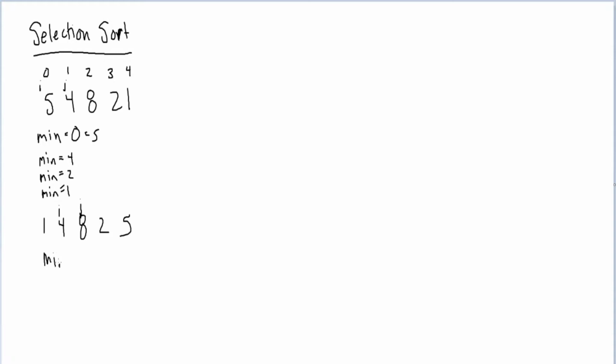So then now we're going to loop through it again where min is equal to 4. We're going to do the same comparison again. Is 8 less than 4? It is not. Is 2 less than 4? It is. So now min is equal to 2. And then we move on to the next one. Is 5 less than 2? It is not. So then we take 2 and 4 and we swap them. So then you get 1, 2, 8, 4, 5.